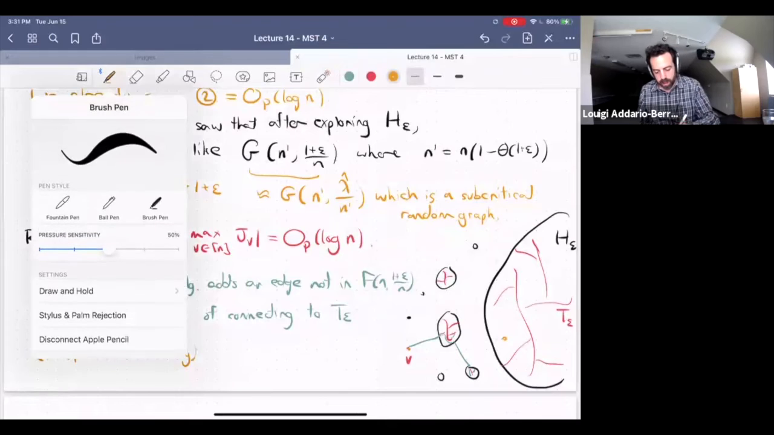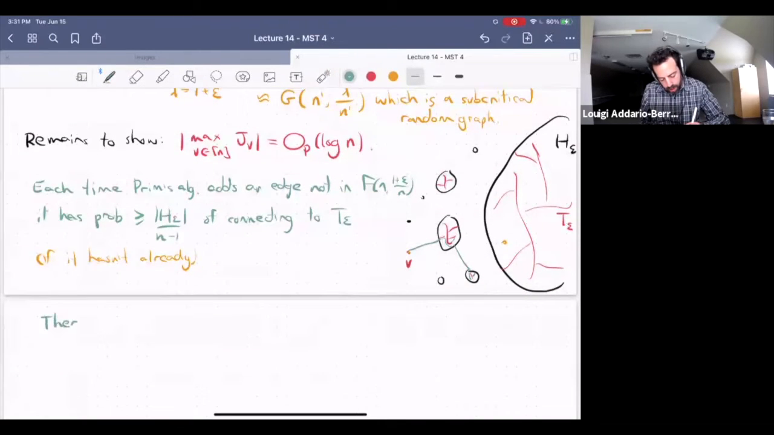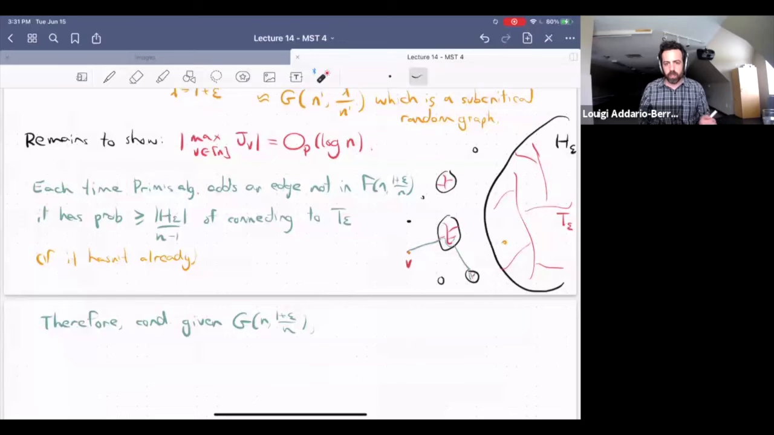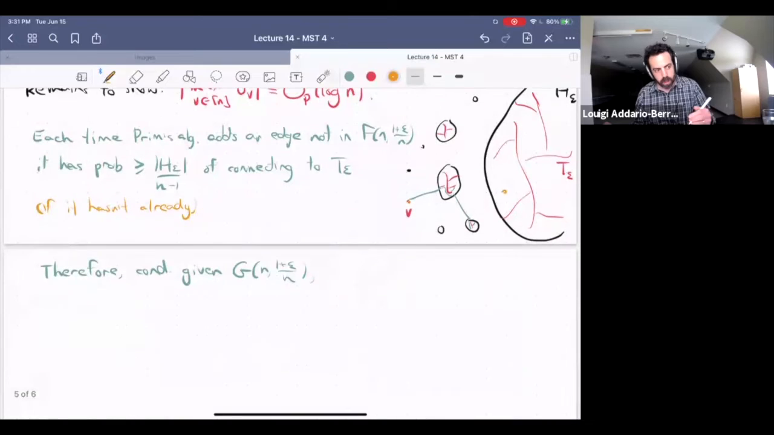So that means that if we condition on the structure of F_n^{1+epsilon/n}, or of G_n^{1+epsilon/n}, conditionally given G_n^{1+epsilon/n}, the number of hops we have to do until we hit this big component, well, at each hop we have success probability bigger than H epsilon on n of succeeding. So that number of hops, J_V, is stochastically dominated by a geometric random variable with success probability H epsilon divided by n.